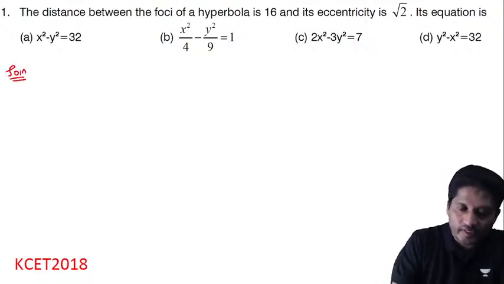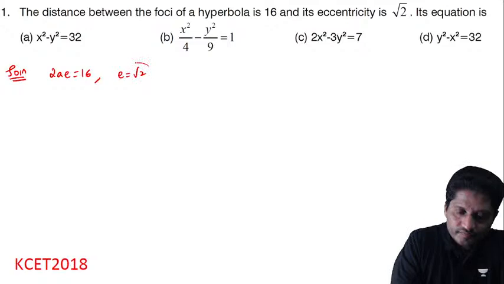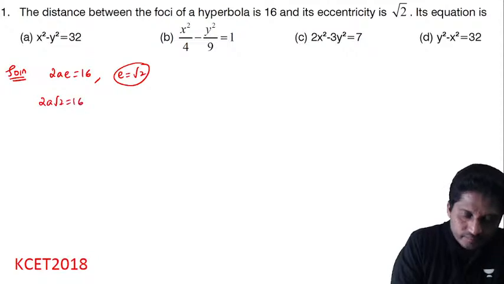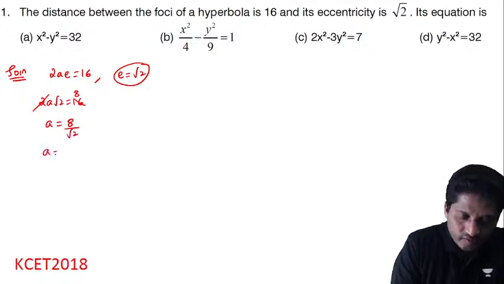Distance between the foci of a hyperbola is 2ae, which is equal to 16, and the eccentricity is equal to root 2. If I substitute here, I get 2a into root 2 is equal to 16. Cancel 2, 8 times a is equal to 8 divided by root 2, which is equal to 4 root 2.